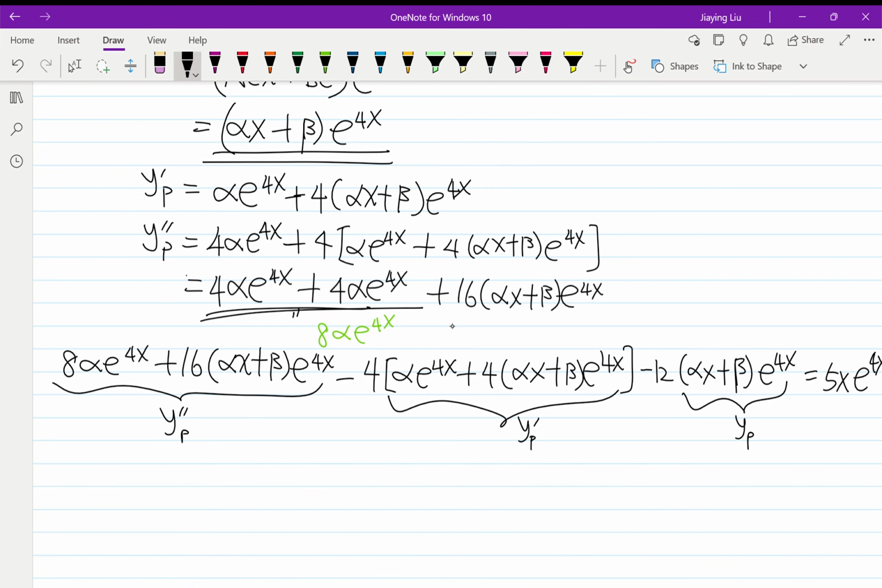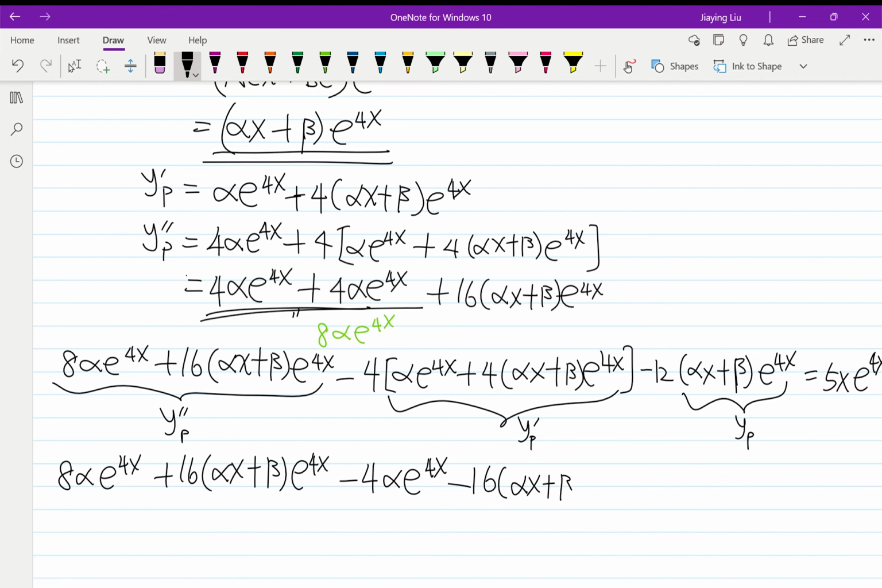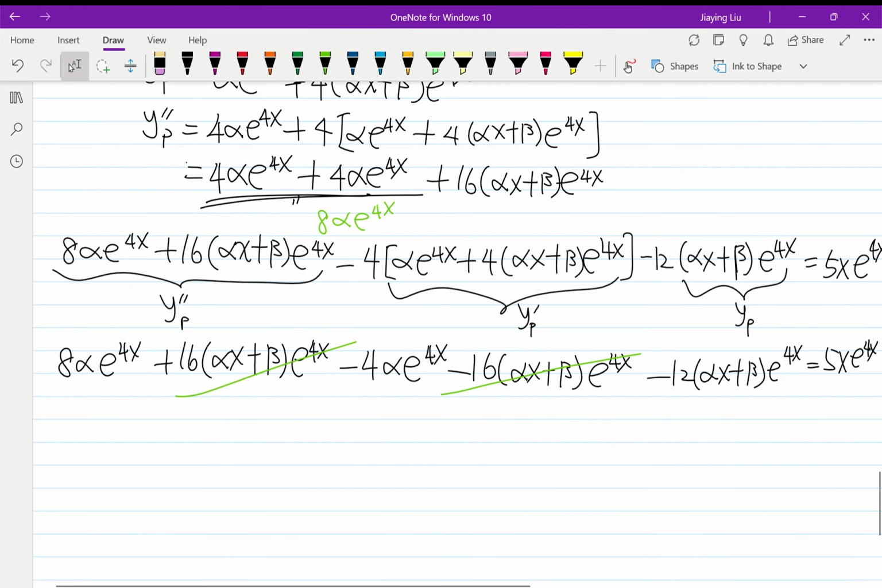So that will give me 8 alpha e to the 4x plus 16 alpha x plus beta e to the 4x minus 4 alpha e to the 4x minus 16 parentheses alpha x plus beta e to the 4x minus 12 alpha x plus beta e to the 4x equals 5x e to the 4x. And if you prefer to expand everything completely, that's perfectly fine. It's just that for me, it looks like we can save a little bit of energy on this part, because that and this term give me a 0. Those are just small little tricks. It doesn't make a huge difference, but it saves a bit more time, I suppose.